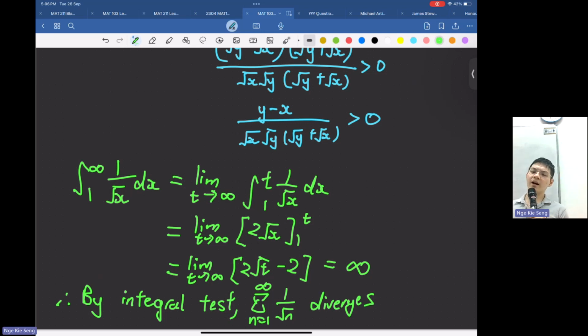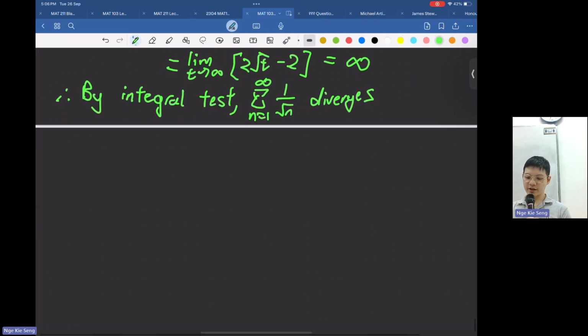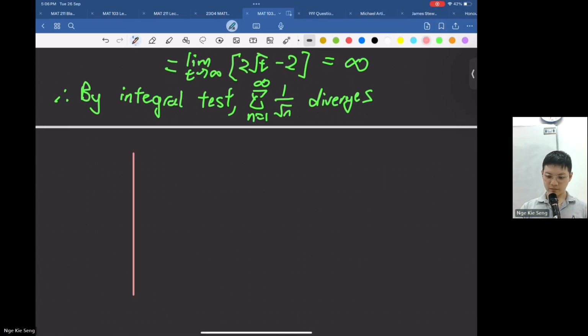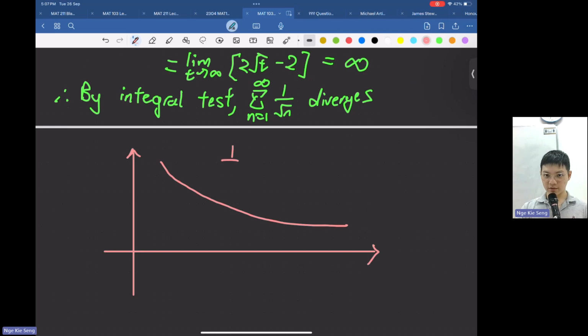But how do we see this? So go back to geometry again. Let's go back to geometry. So our function now is 1 over square root x. Similarly, we have this pole here, or we have a tiang here.